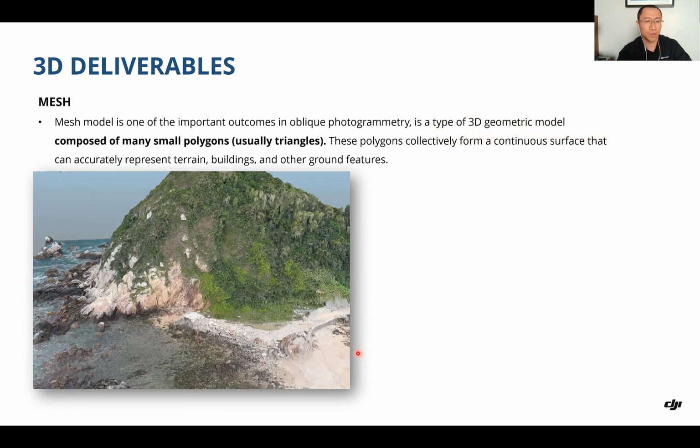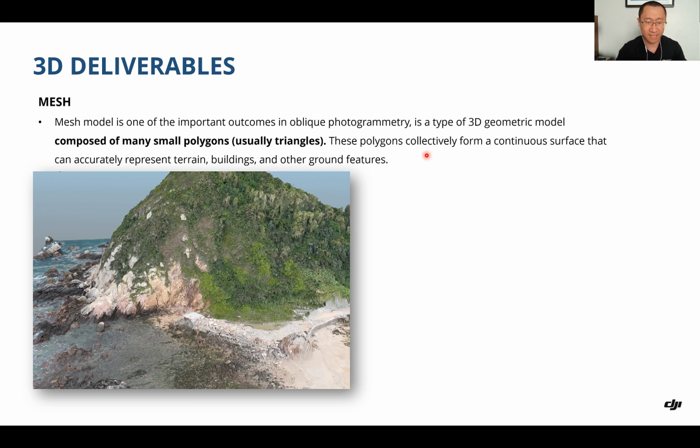Next output is the mesh. A mesh model is one of the important outcomes in oblique photogrammetry. It is a type of 3D geometric model composed of many small polygons, usually triangles. These polygons collectively form a continuous surface that can accurately represent the terrain, buildings, and other ground features.